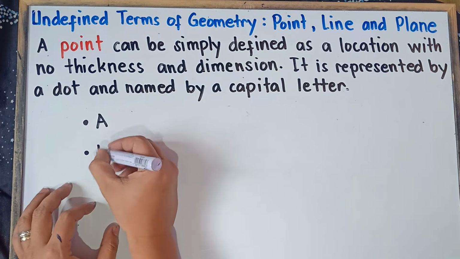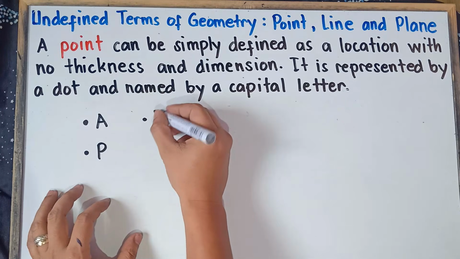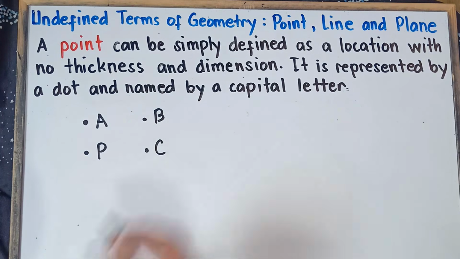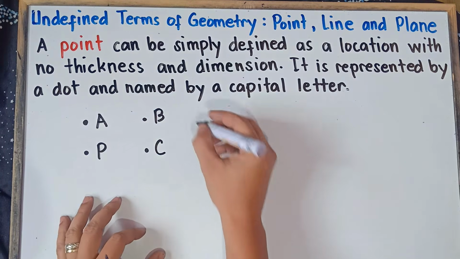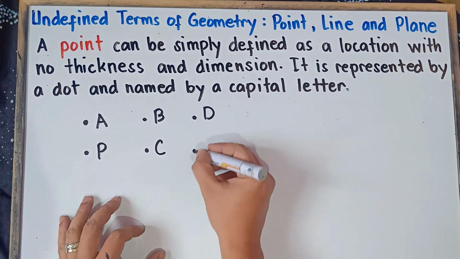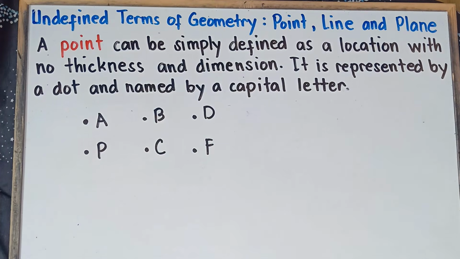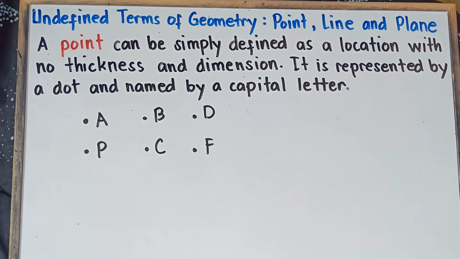Example, this is point P. This is point B. Point C. So once again, simply use a capital letter: point D, and then point F. So that's the thing there, class, with regards to the point. You can name a point using a capital letter. I hope it's clear for you, class, with regards to the point. So let's proceed now to the line.